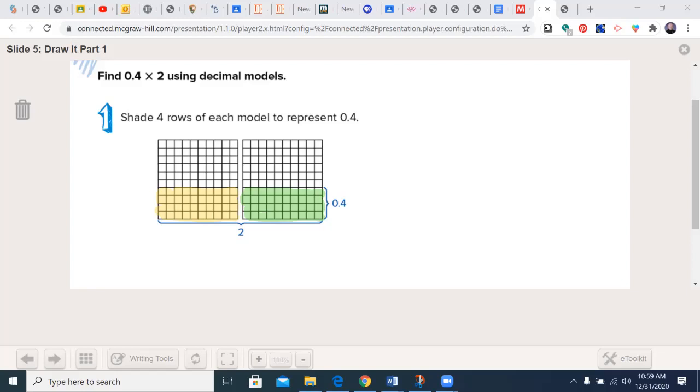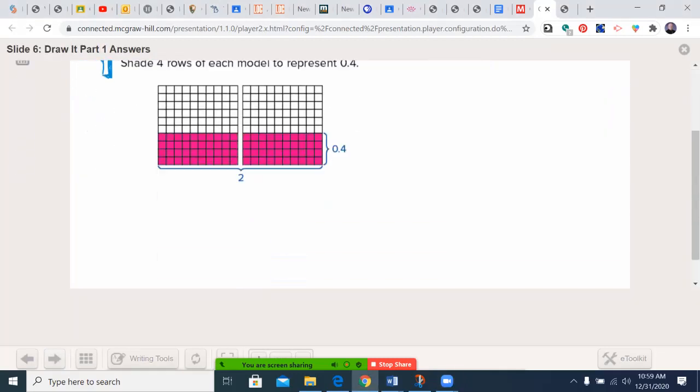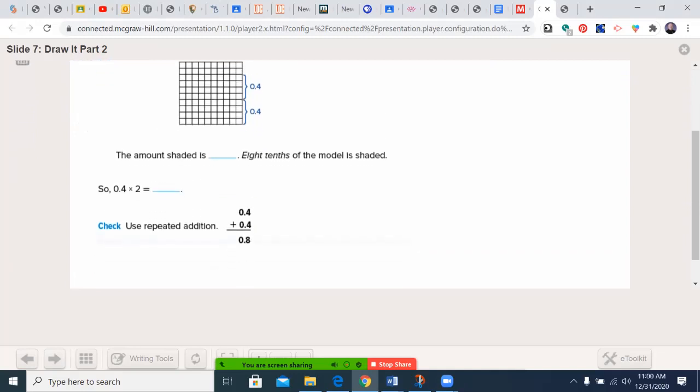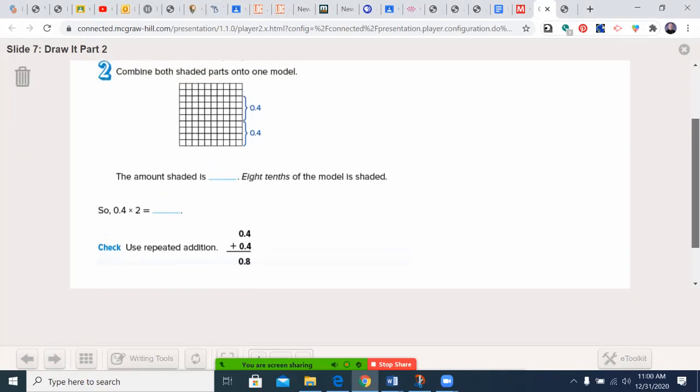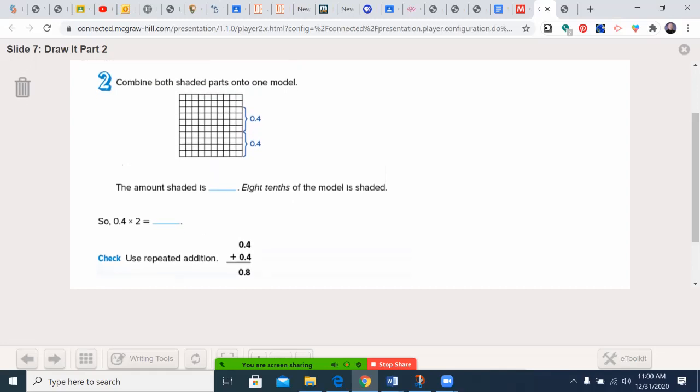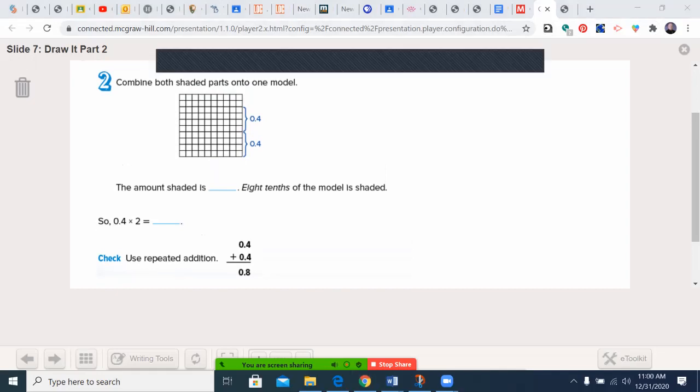All right, let's go ahead and clear the drawings, because I'm going to need that to go to the next slide. And you can see that they did that as well. All right, so now I need to combine. This is the same problem, so I'm going to pick my colors back up. Let's get the yellow and my highlighter.